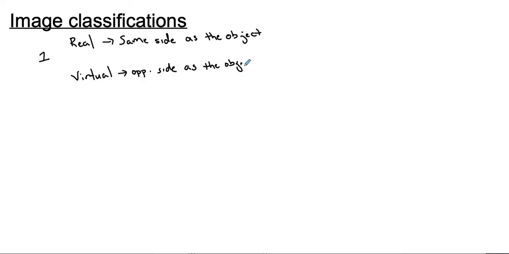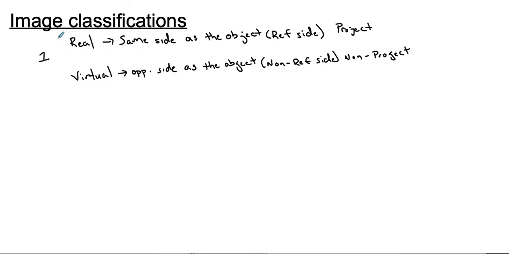Okay, normally that means the real image will be on the reflective side and the virtual image will be on the non-reflective side. And the key again is a real image can be projected. Okay, if you were to take the mirror and reflect this image, you'd be able to see it on a wall. And the virtual image, okay, is not projected. So it's always going to fall into one of those 2 categories.